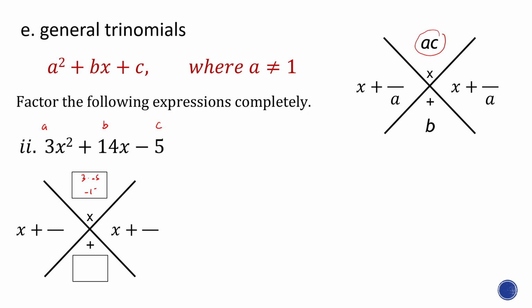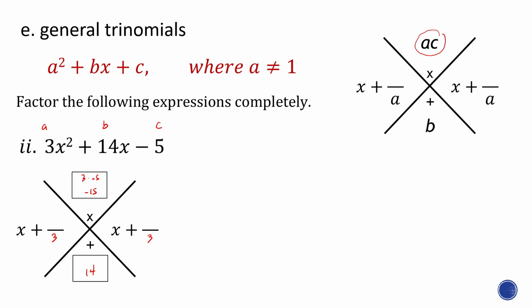That's negative 15. Next, b is 14. Our a is 3. So we need to set this up. All right? And then the next step is, guess what? And that is right. We need to look for 2 numbers that when multiplied, the answer is negative 15. When added, the answer is 14.